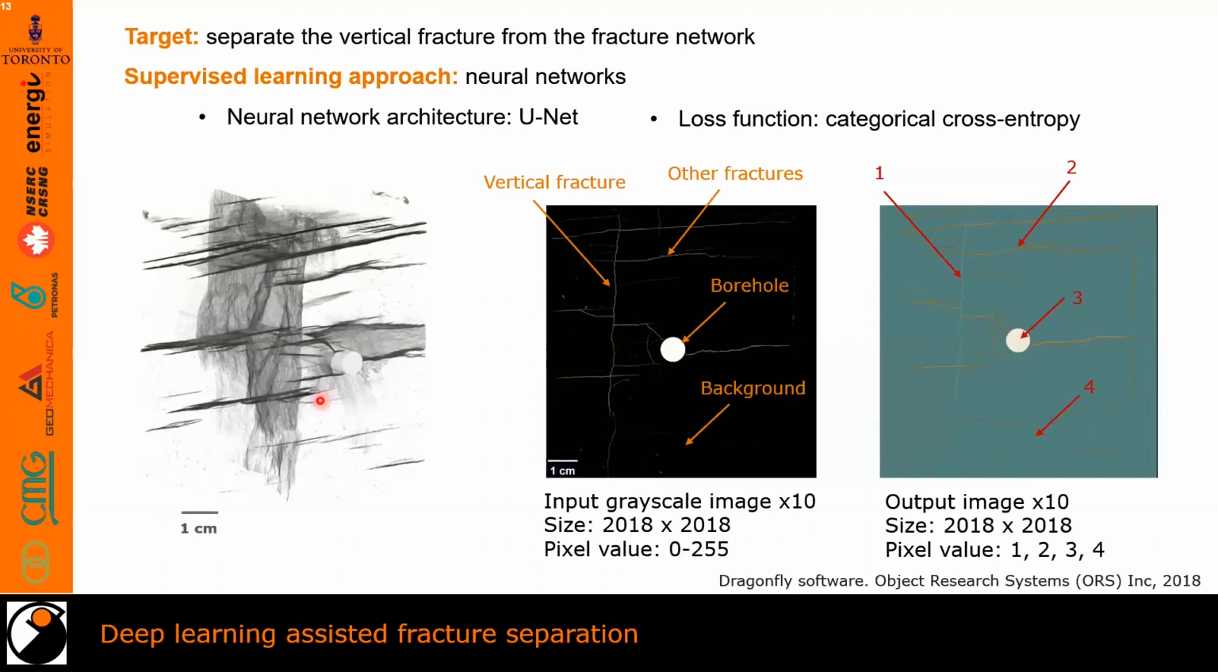To achieve this target, we introduced the machine learning method to facilitate the fracture separation. We used the supervised learning approach with neural network to classify the vertical fracture pixels from the others in the image. 10 images were chosen from the acquired image stack to be used as training input, and each pixel was labeled as its corresponding class number from 1 to 4 to be used as training output. And this prepared training data was then fed into the neural network model for training and testing.